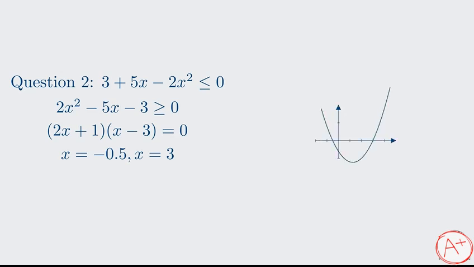Step 2. Sketch the U-shaped graph for our rearranged expression. Step 3. Identify the region. We need the values greater than or equal to 0, which are the arms of the U-shape. Our final answer is x is less than or equal to -0.5, or x is greater than or equal to 3.